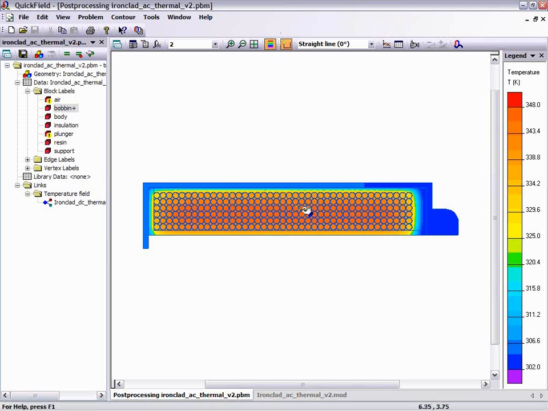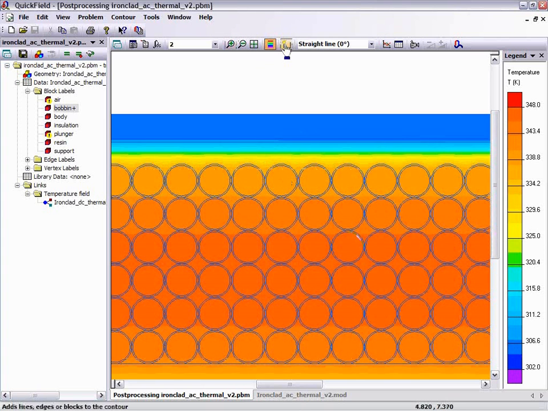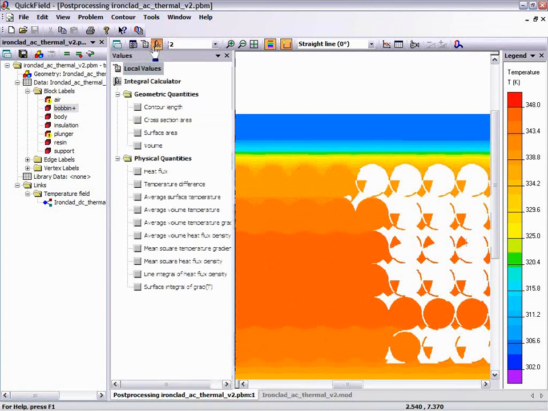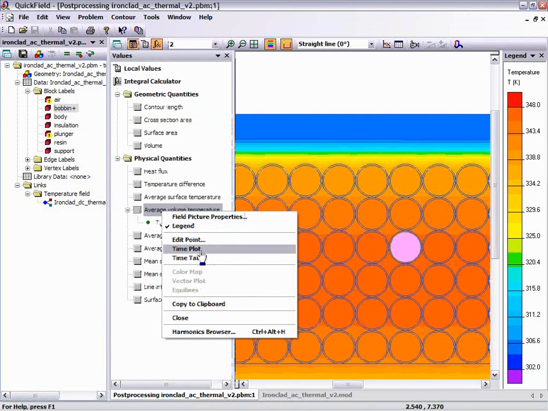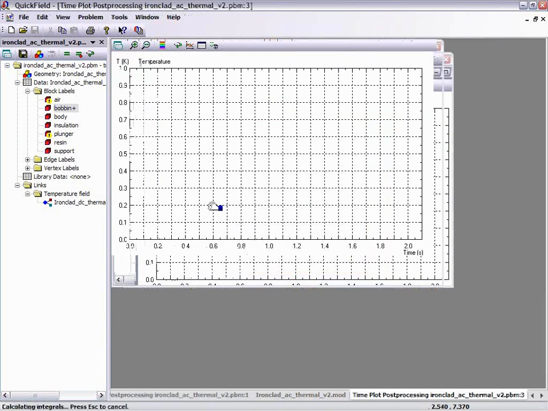Now with QuickField it's easy to know the average temperature in the winding. We have just to click here, find a contour, clean it before, integral calculator, average volume temperature, and I have to ask to calculate the time plot.